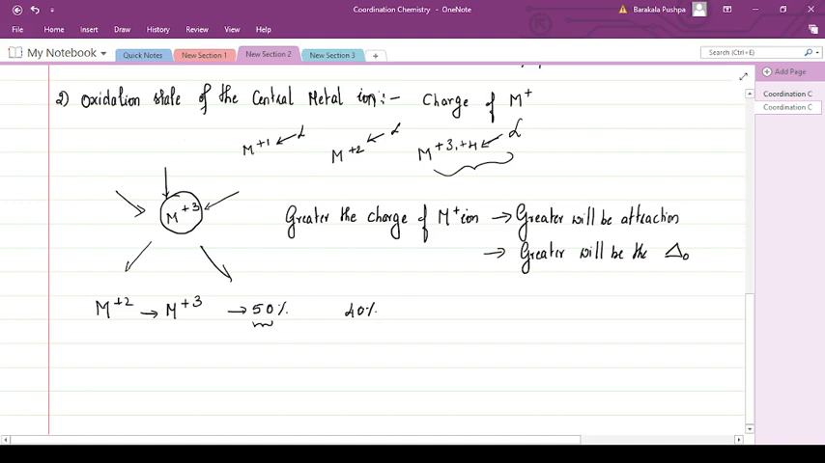Usually if a metal is going from a +2 state to a +3 state, the magnitude of splitting should increase by 50%. But it is increasing only by 40%. That is because of the interelectronic repulsion. So we know that the greater the positive charge on the metal, the greater the magnitude of splitting.